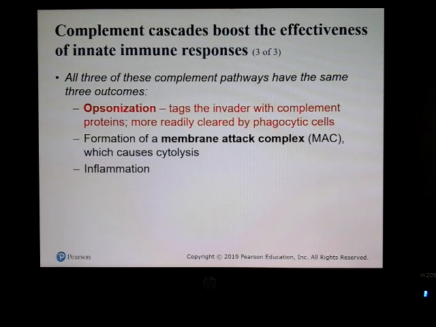So what opsonization is then, it tags the invader with complement proteins. And what that does then, guys, is it makes the bacteria more readily cleared by phagocytic cells. So you get these little tags then that get on the microbe, and boom, your immune system recognizes it and gets rid of it.